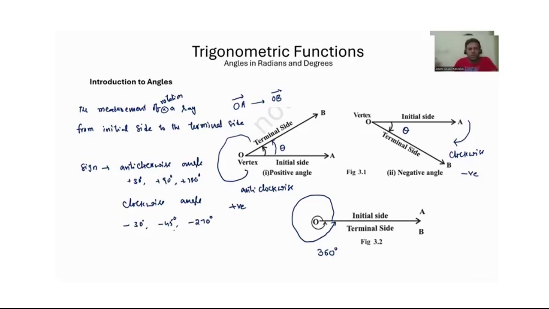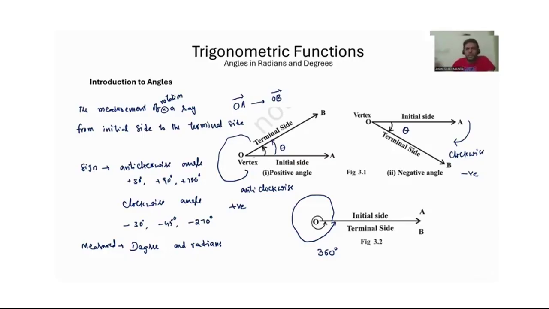Now the angles can be measured in two units. One is the degree, which we know, and here we will learn degrees and radians. Radian is a new term that we will learn, how we measure the angle in radians. So an angle can be measured in two units, that is degrees and radians.